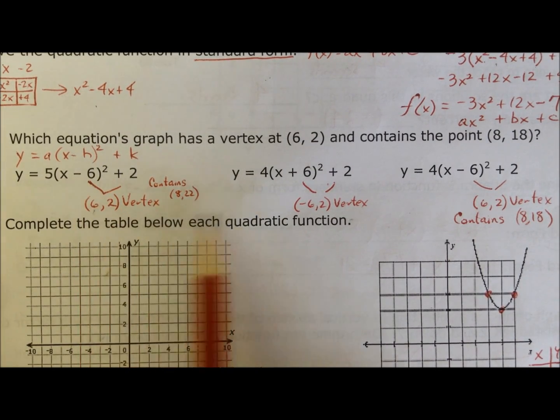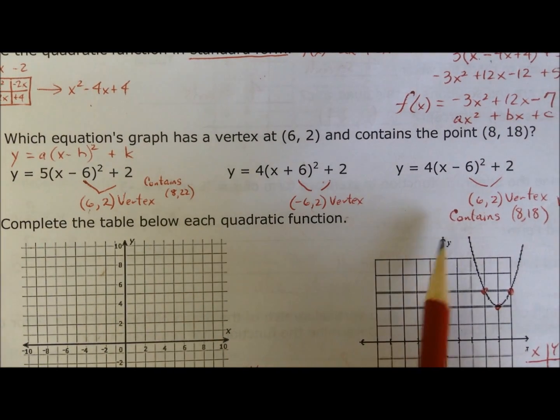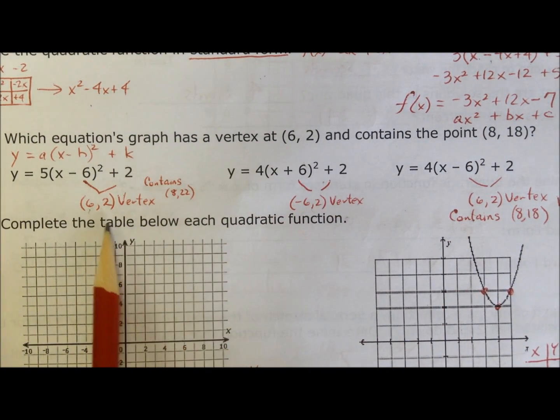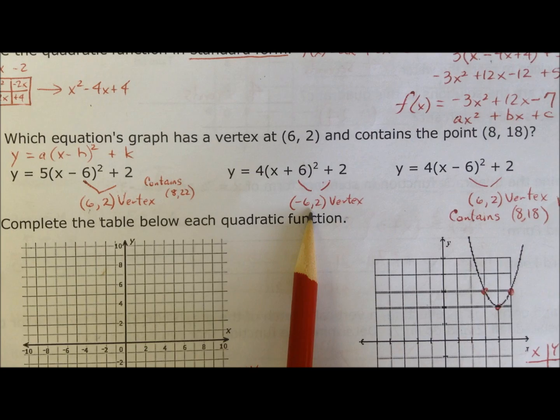So for the next one of these, you can look at vertex form and go through and find which one of them contains (6, 2). You notice that the first and the last one contain a vertex of (6, 2), so this one does not. So we can eliminate this one as being our answer.